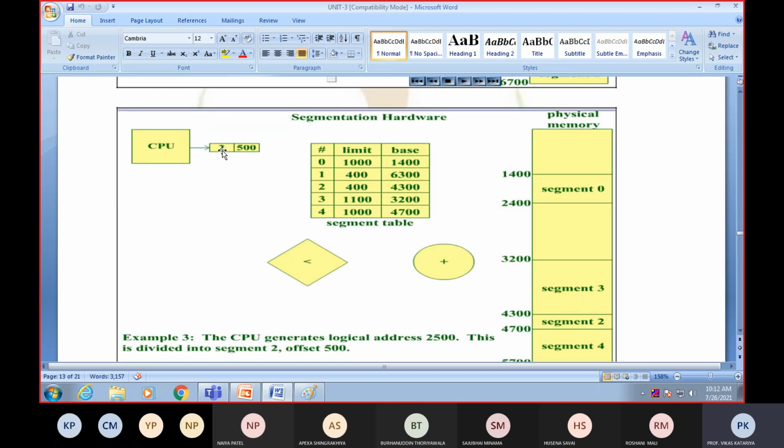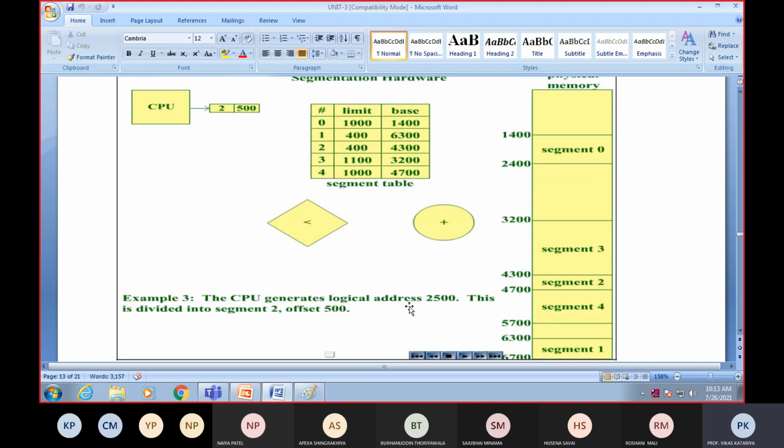The CPU generates logical address 2500. What does it mean? 2 is the segment number and 500 is the byte offset. Now check segment number 2, which has limit 400 and base address 4300. We have to check that the byte offset lies between 0 and the limit. The limit is 400 but the byte offset is 500. So is 500 less than 400? The condition is false.